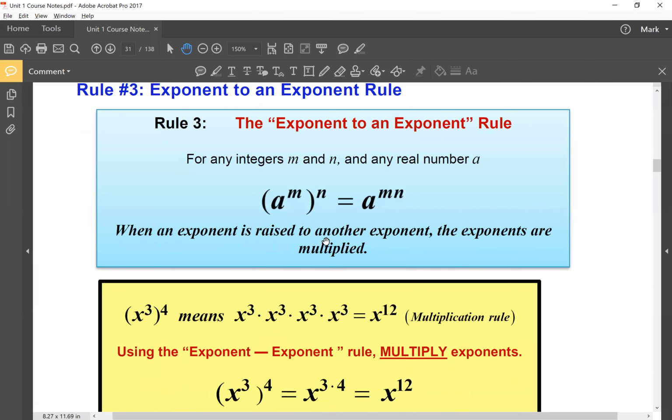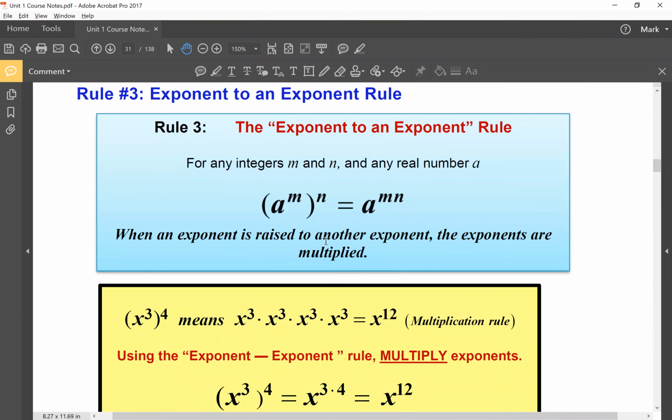All right, rule number 3, rule number 4. We'll do a couple quick questions and then we're done. So rule 3: the exponent to an exponent rule. That sounds so complicated, doesn't it? It means, what if you take an exponent and then raise it to another exponent? Well, instead of adding the exponents, if the expression looks like this, you multiply them.